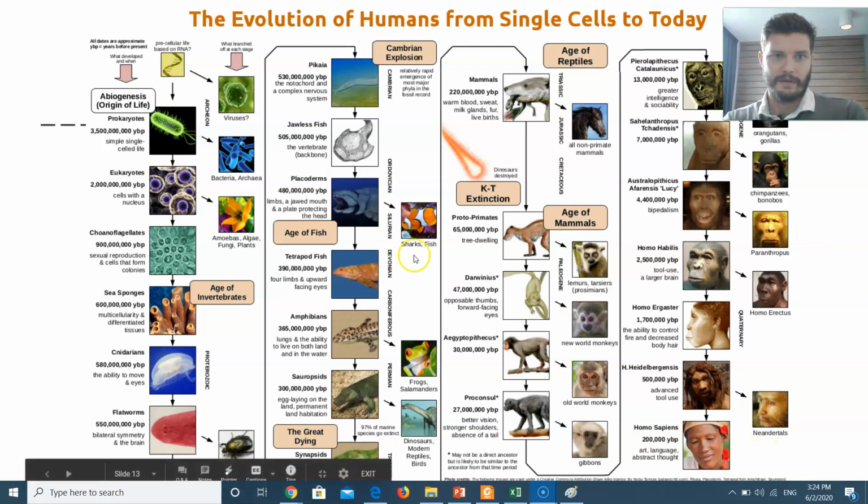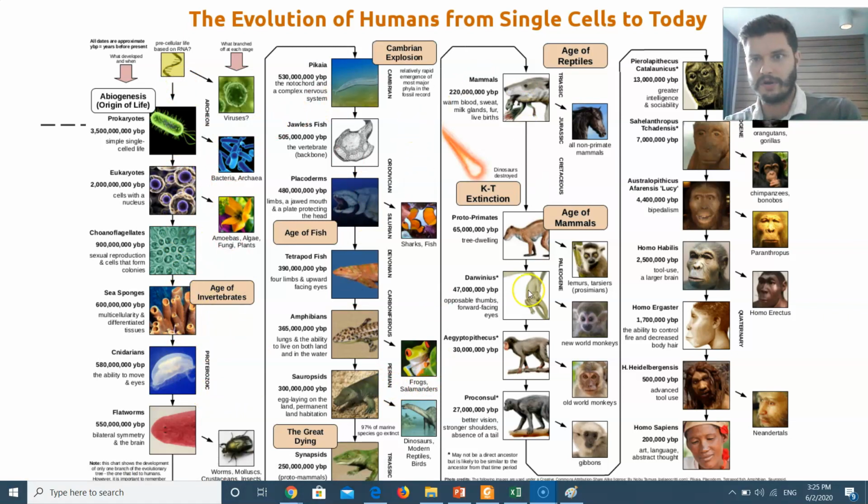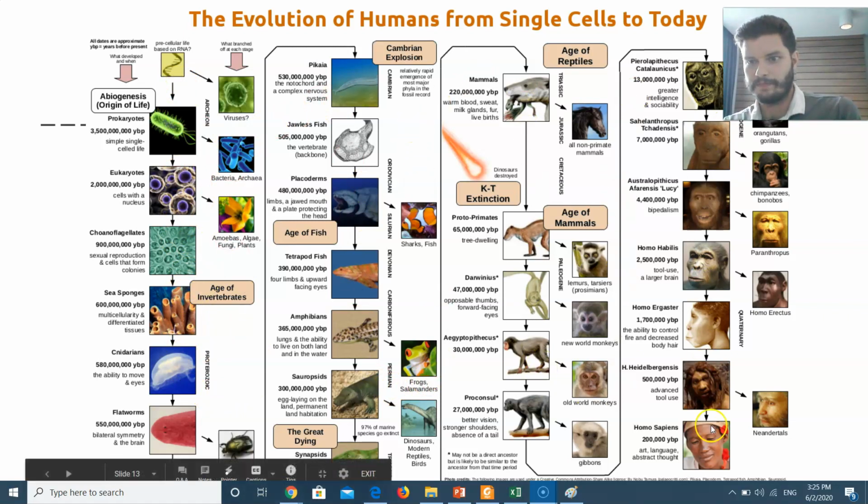You can follow the timeline chronologically. It goes down first, then back up, then across, then down, up, across, down, and so on, until we reach the modern day humans.